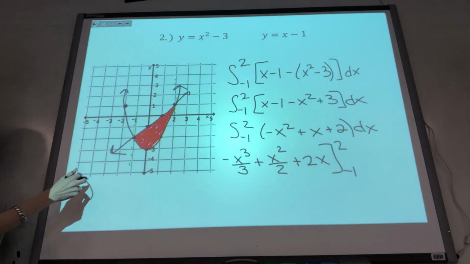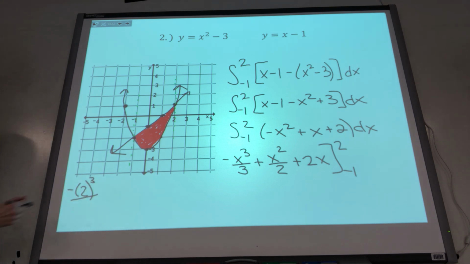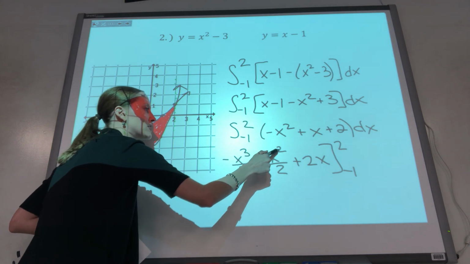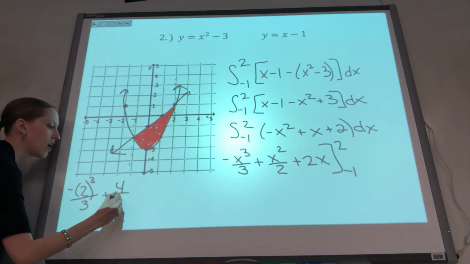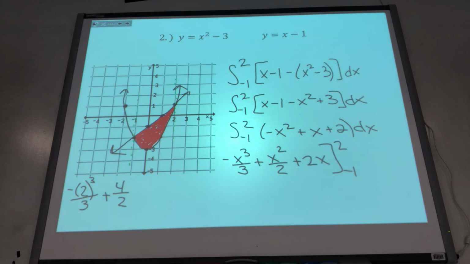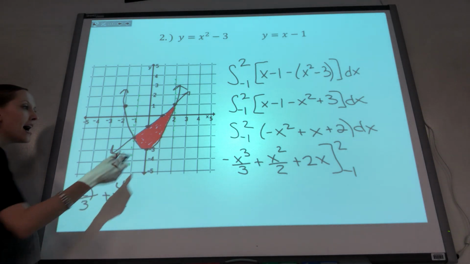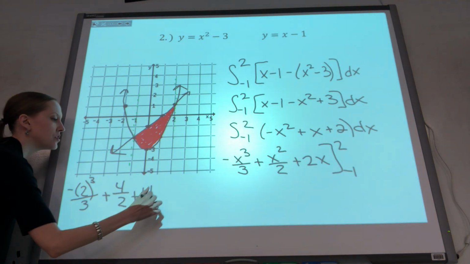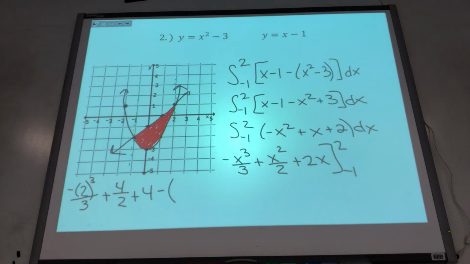So this is negative 2 cubed over 3 plus, we could go ahead and actually do some of this. When I plug in a 2 right here, 2 squared is 4, so that'll turn into 4 over 2, which is just 2. And then plug in the 2 right here. 2 times 2 is 4.